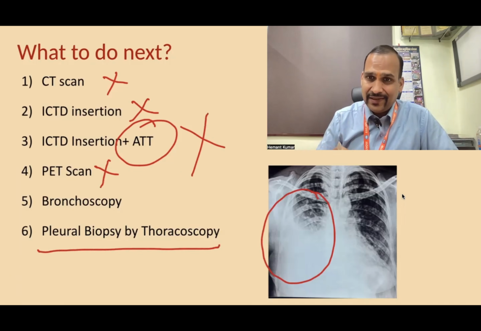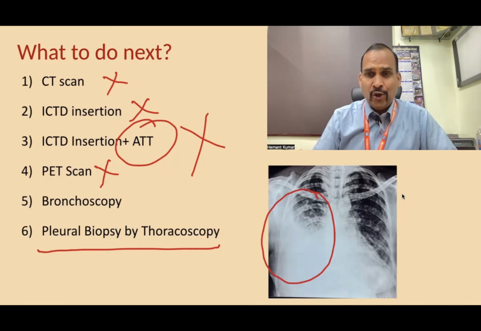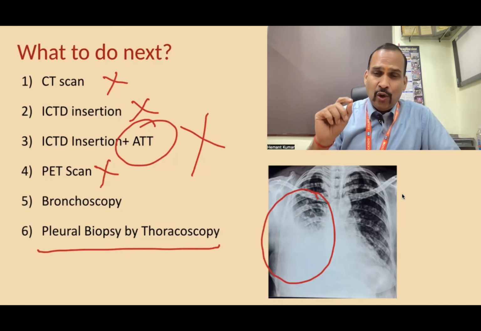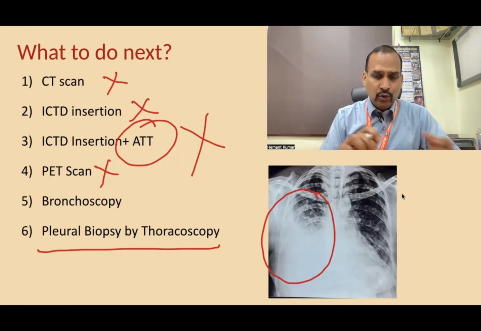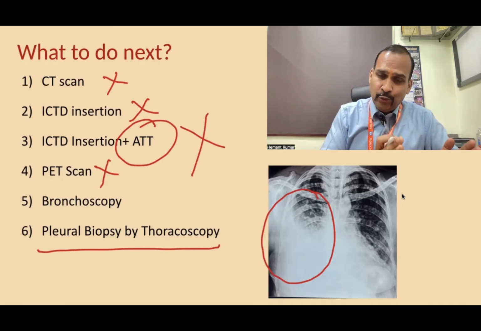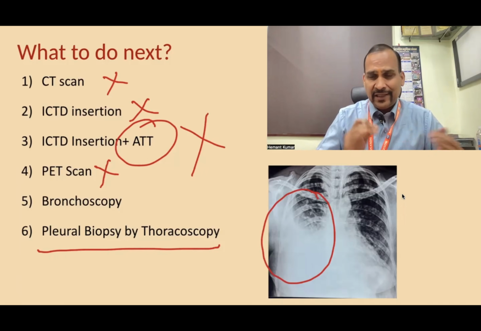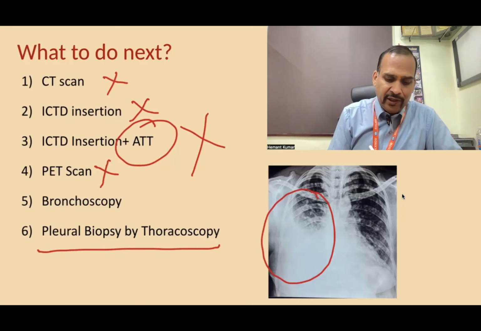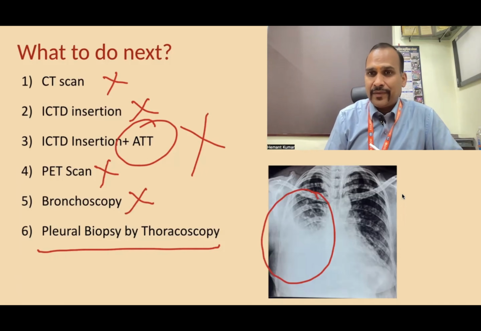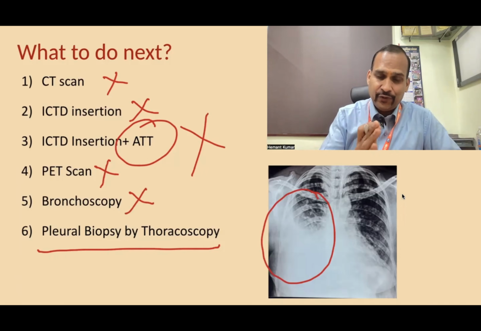Thoracoscopy, yes, we have to do thoracoscopy for pleural biopsy because biopsy only will give definitive diagnosis whether this is tuberculosis, whether this is malignancy. So you can do bronchoscopy and thoracoscopy at the same sitting, or you can do one by one. But at this point of time, we didn't do bronchoscopy because we have to manage pleural effusion.